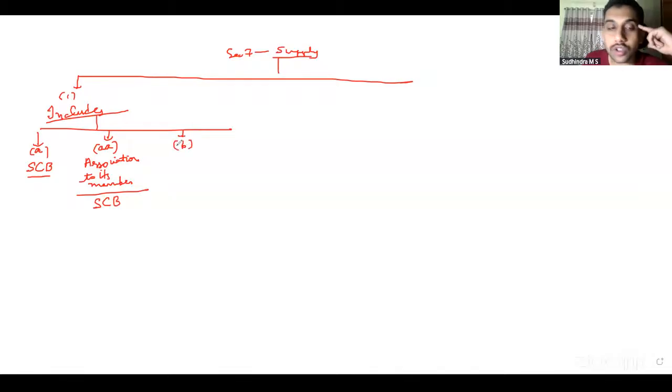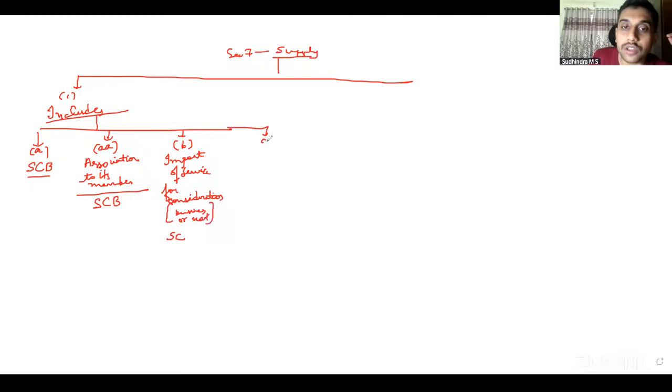Then B talks about, very good. Here, which is the parameter that we have to satisfy? Consideration. Very good. Import of service for consideration, whether or not in the course or furtherance of business. So SC. Last one was supply without consideration. So only 2 parameters, yes and B, to be satisfied.